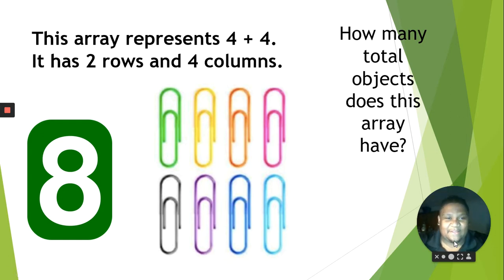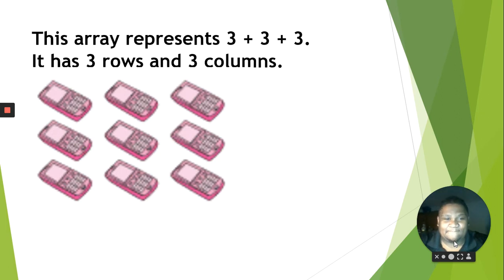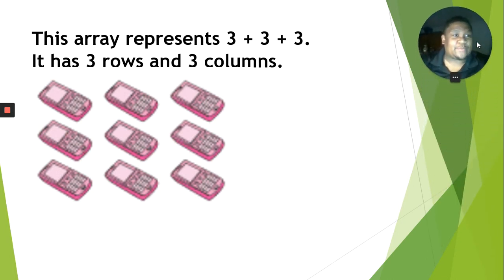Let's try another one. I'll go up here. So this array represents 3 plus 3 plus 3, and it has 3 rows and 3 columns. Let's look at the rows. 1, 2, 3. And it has 3 columns. 1, 2, 3.